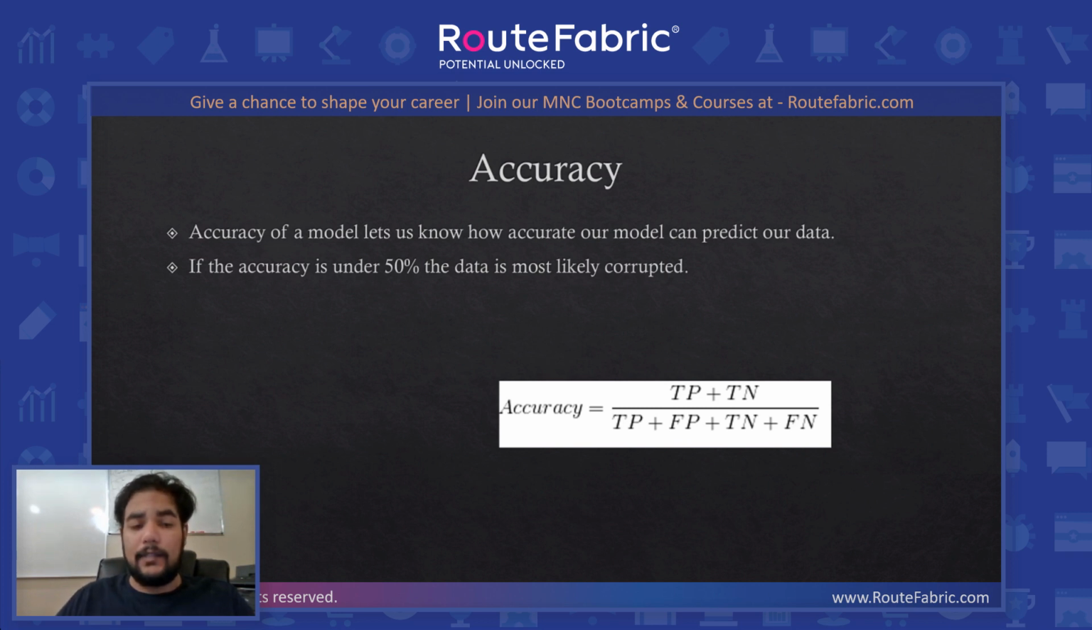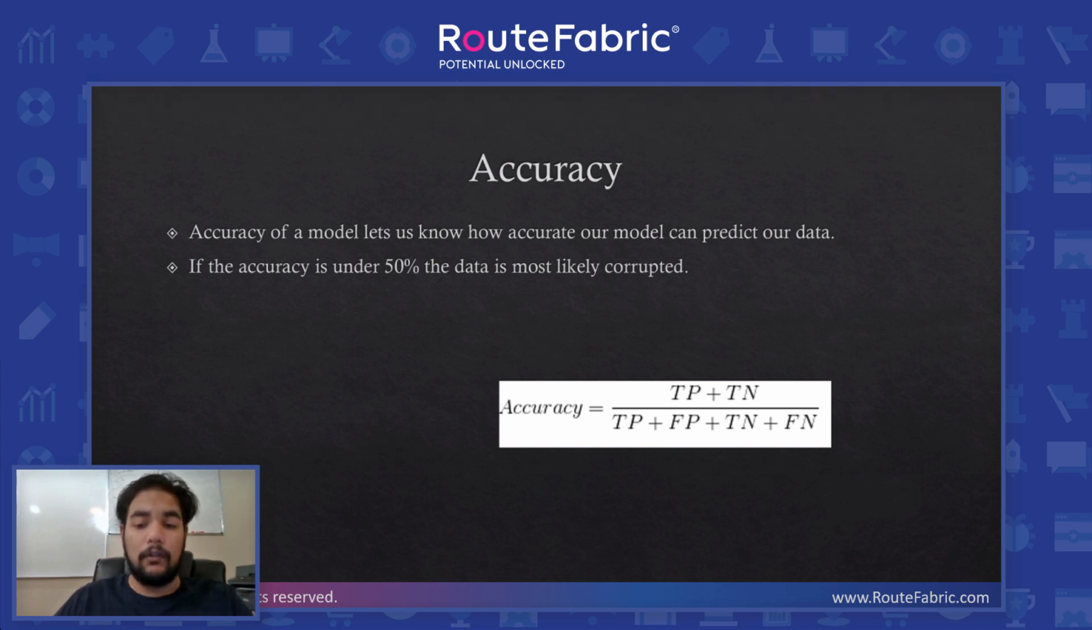Lastly, we have accuracy. Accuracy helps us know how accurate our model is in predicting our data. If the accuracy is under 50%, which is a random guess between 2 labels or 2 categories or 2 events in the data, then the data is most likely corrupted or there is something wrong in the calculation of the accuracy. The formula for accuracy is true positive plus true negative divided by true positive plus false positive plus true negative plus false negative.